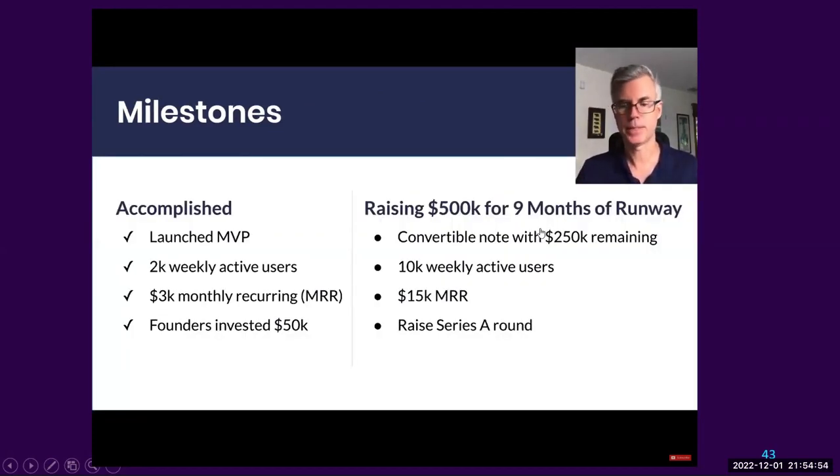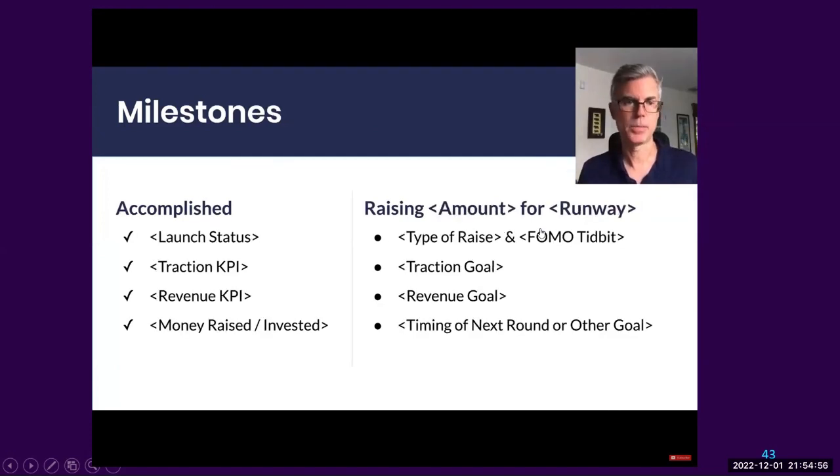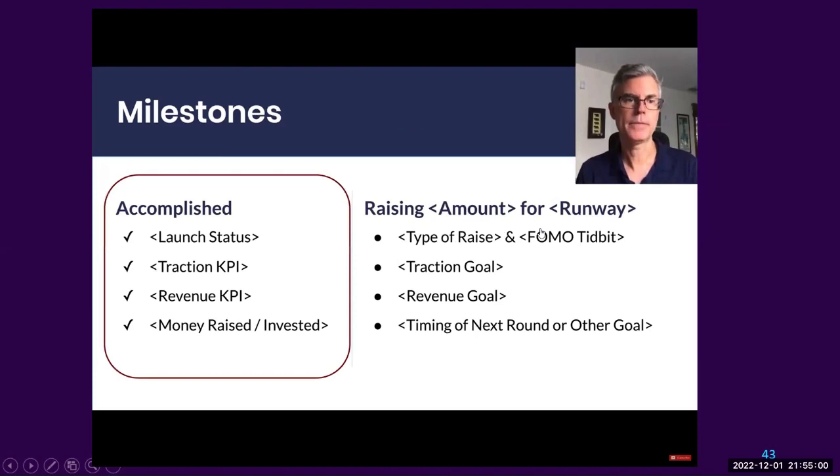So here's the template again, and we're going to break it down. Here's the formula. The way it works, on the left, we talk about what we've already accomplished without the investor's money. So the launch status of the product, we might have a traction KPI, number of users, number of subscribers.